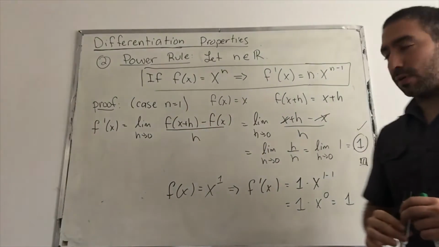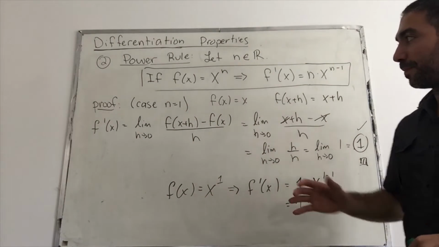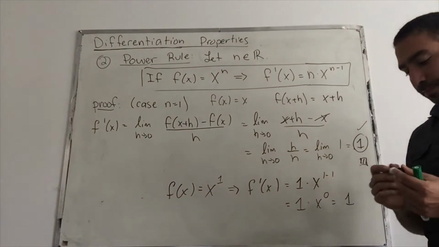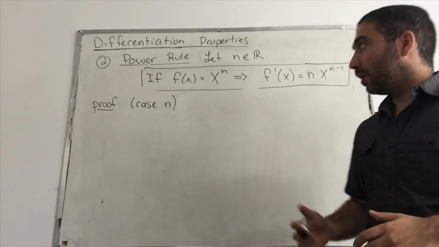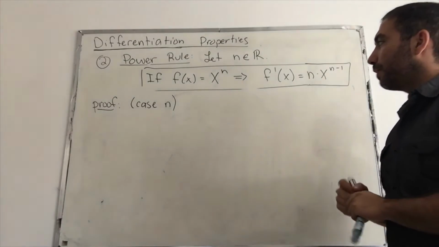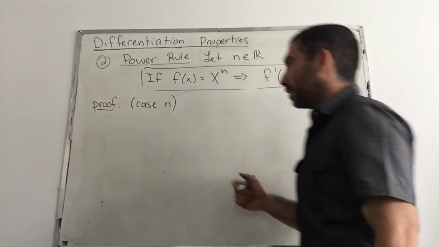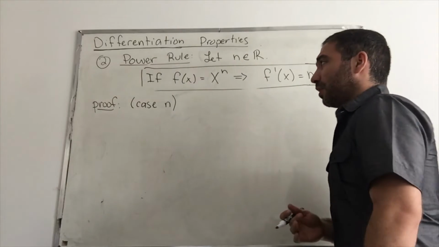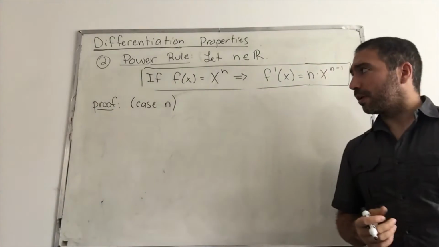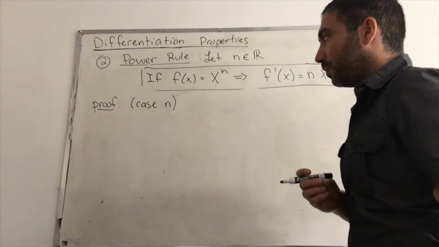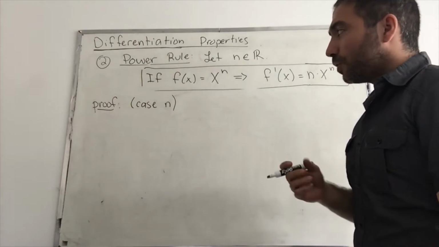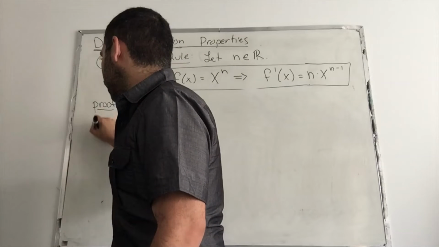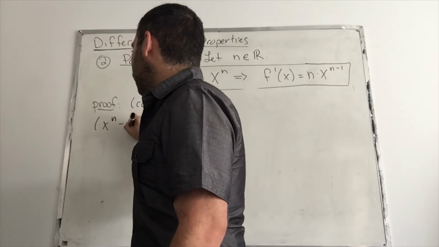Now let's look at the general case where we're using n in the exponent. To prove the general case, we're going to have to use this formula here. There are different ways of doing it. The easiest way is probably using logarithmic differentiation, which we haven't learned yet, so I won't use that. We could also use the binomial theorem. That's another way of proving this. So the method I'm going to use is just this formula here.